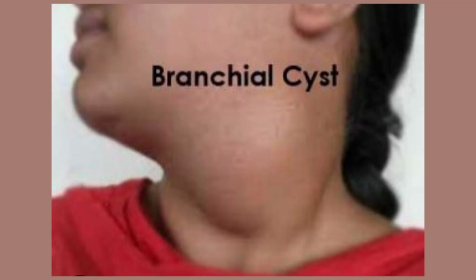Here on this image, you can appreciate that the sternocleidomastoid muscle is clearly visible. By the time when you ask the patient to just look towards the side, you can appreciate that the sternocleidomastoid muscle would be visible, and this branchial cleft cyst would be anterior to the sternocleidomastoid muscle.